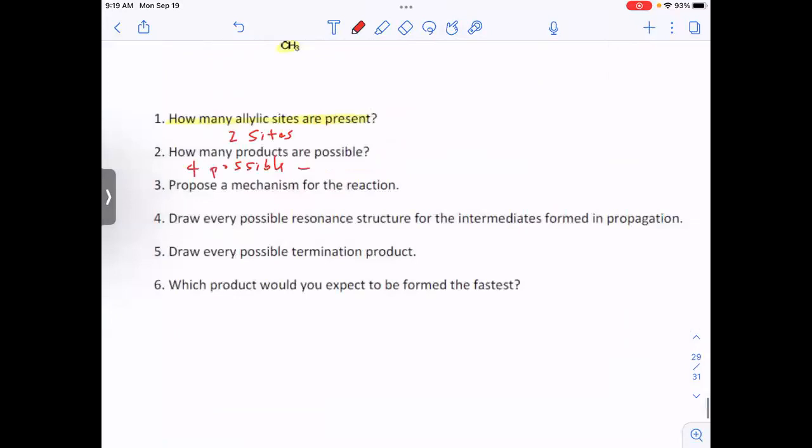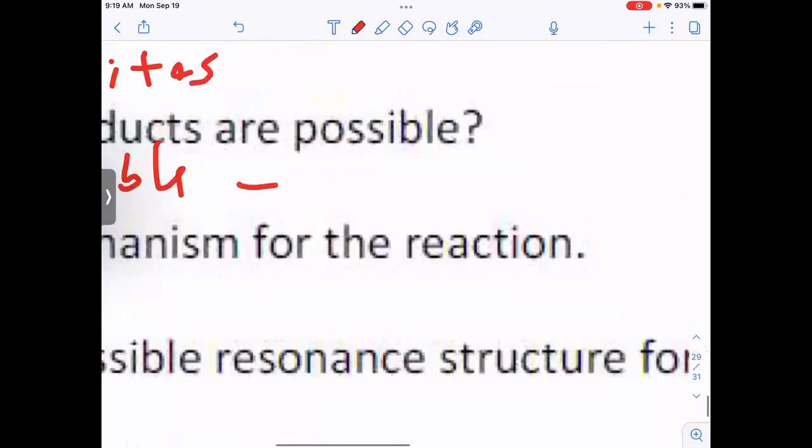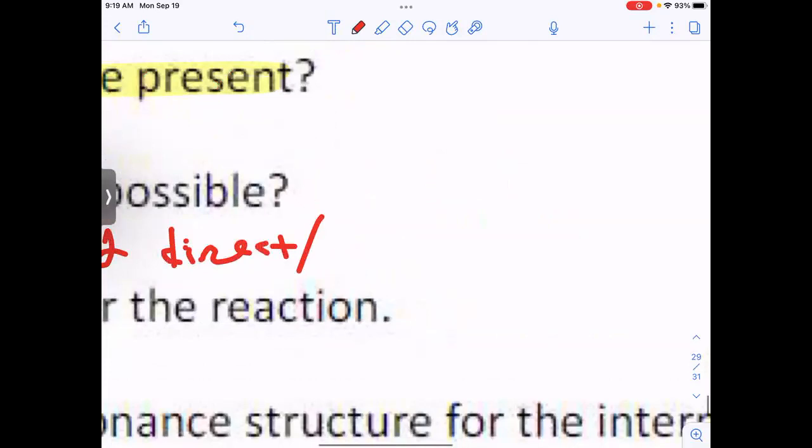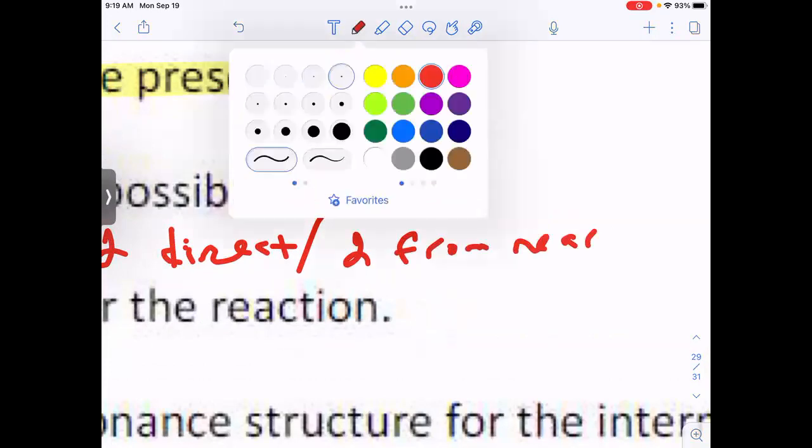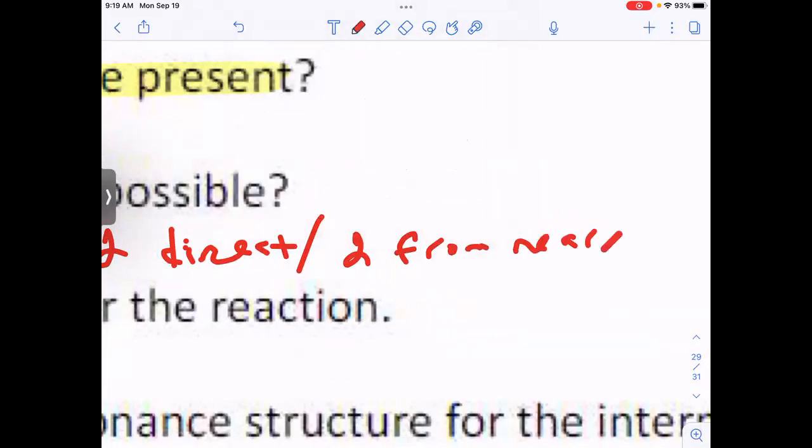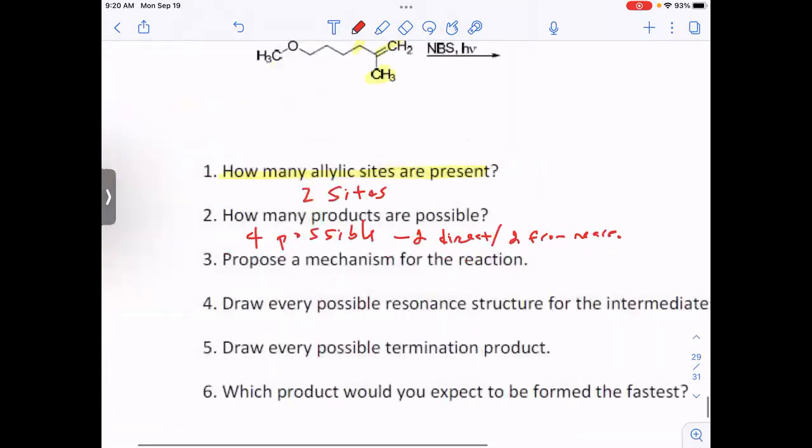So two of your products are going to be direct. And then two from rearrangement. I'm just going to abbreviate.